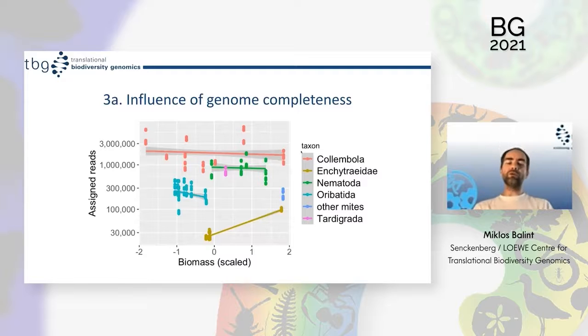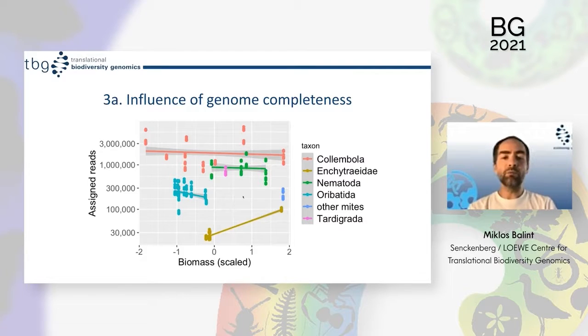Then we looked into the effects of genomes from the assignment database on the taxonomic assignment. What we find here is that genome completeness, in our case, had no strong effect for most of the organism groups on the number of assigned reads. With genome completeness, here we mean BUSCO completeness scores.